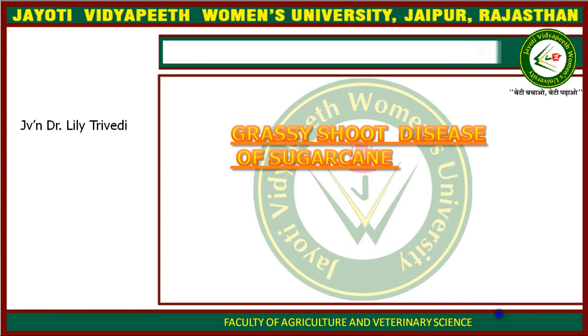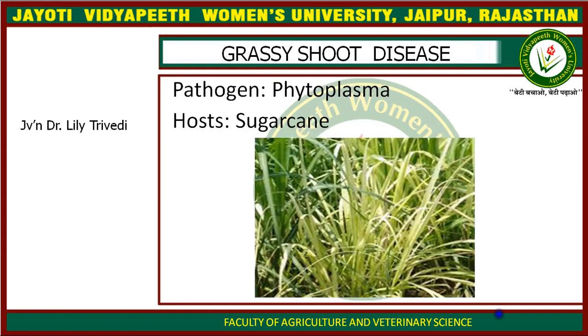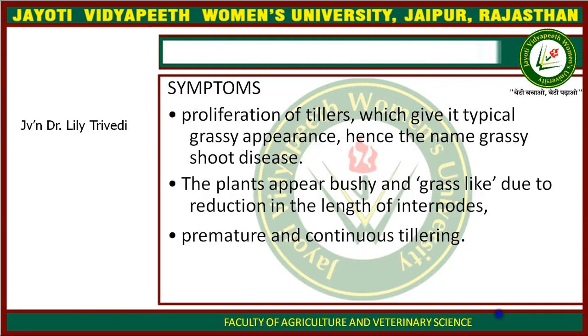The third disease which we are going to study is grassy shoot disease of sugarcane. The host is sugarcane and the pathogen is a phytoplasma. The symptoms are proliferation of tillers, which gives it a typical grassy appearance, hence the name grassy shoot disease. The plants appear bushy and grass-like due to the reduction in the length of the internodes.